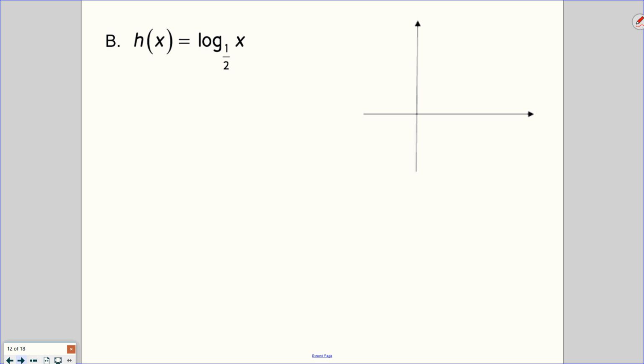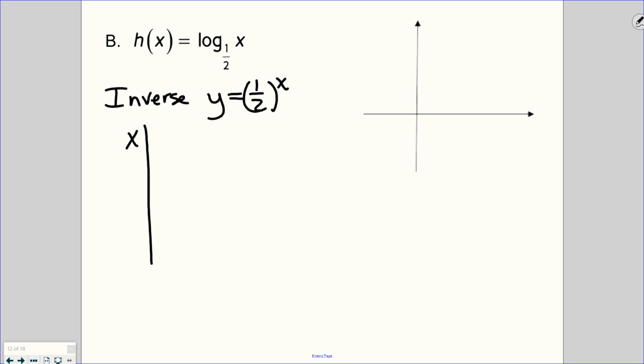Again, we can talk about this one, but here's how we're going to graph it, not by transformations. So what we're going to do is think, okay, so let's take the inverse of this function. So the inverse is y equals 1/2 to the x. So we can make an xy chart for that, and then log base 1/2 of x would just have all the x's and y's switched. So let's just put a couple of points in. So let's put in -1, 0, and 1.